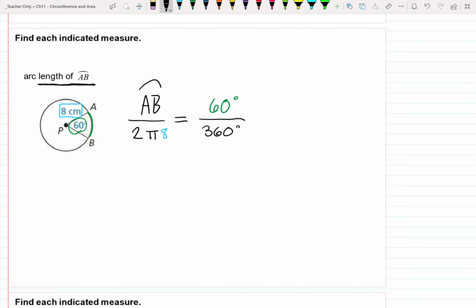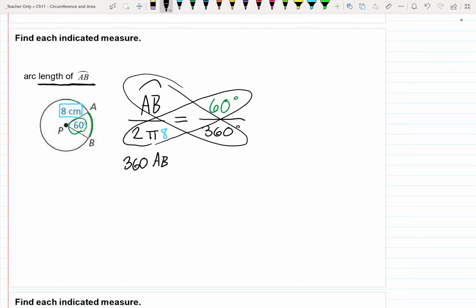From here we can cross multiply. So we can go this way and this way. So we have 360 times AB has to equal 60 times the circumference. This is absolutely just something to throw in your calculator. 2 pi 8 times 60 gives me 3015.9. We'll round to 3015.93.